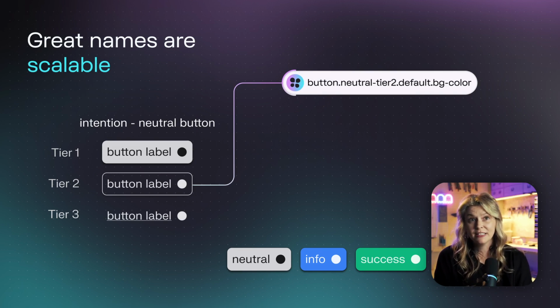So instead, let's give a space for this idea of the intention or the appearance. So now I know that this is the button that is in the neutral styling category. It's the second tier of emphasis. It's at the default state and it's for the background color. I literally can tell from looking at the name what this token is supposed to represent. It's human readable, contextual, scalable, future friendly, and all the things that make a good name.